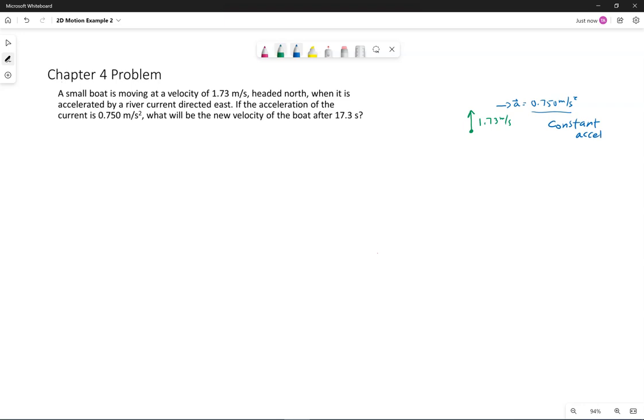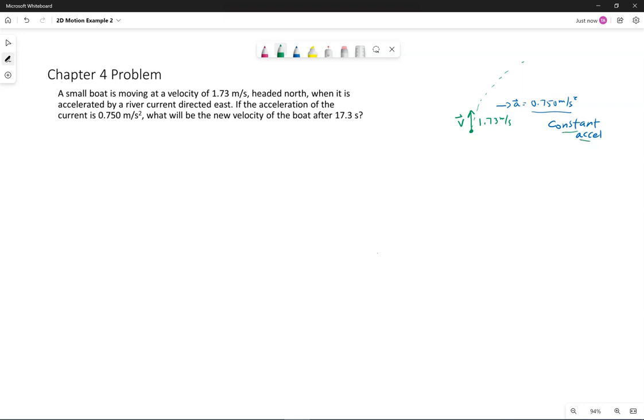So we know that with that acceleration, this boat is going to start curving east. So this is not straight line motion. The velocity is perpendicular to the acceleration. When that happens, that causes the object, in this case the boat, to turn. So the question here is, it wants to know the new velocity of the boat after 17.3 seconds.